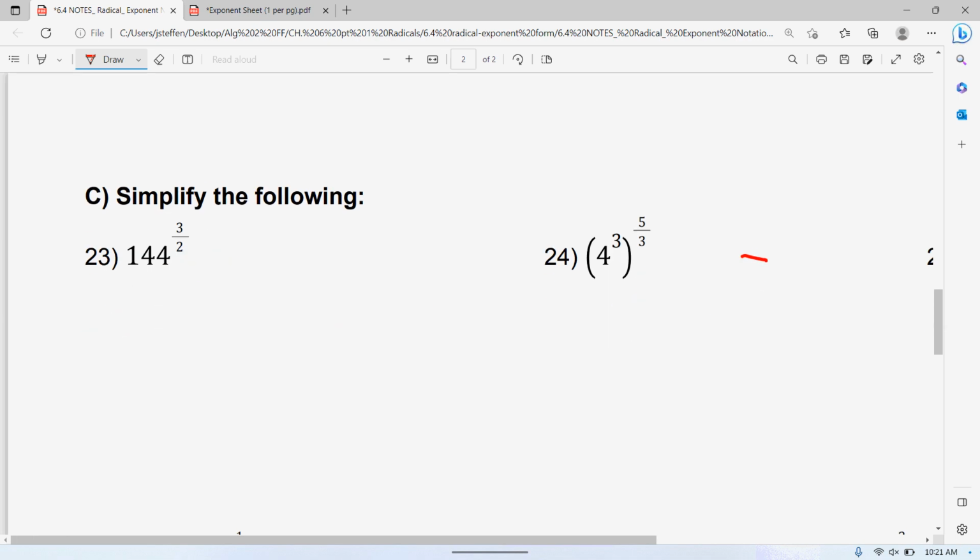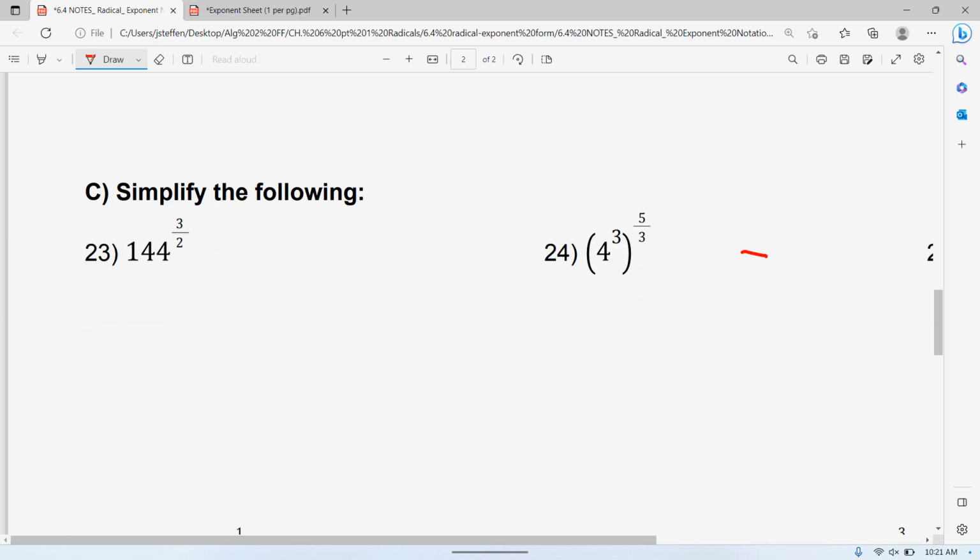All right. So part C here, simplify the following. This is where we're actually going to use some of that math, some of that notation. And I want to know what is 144 raised to the 3/2. Again, I just want it as simple as I can.